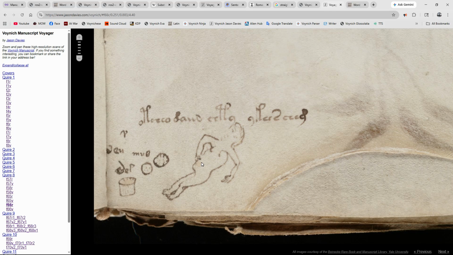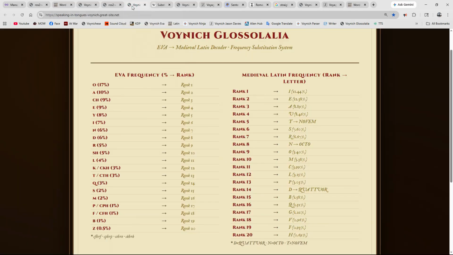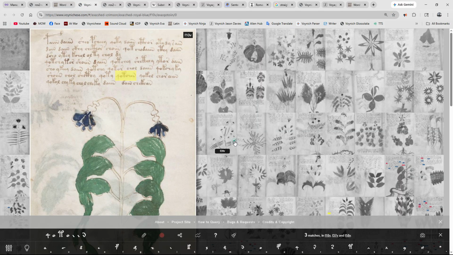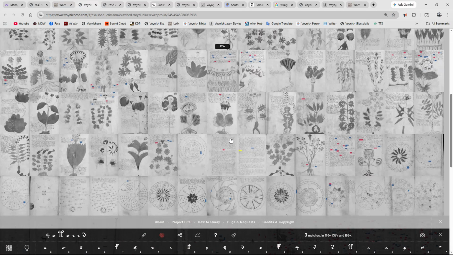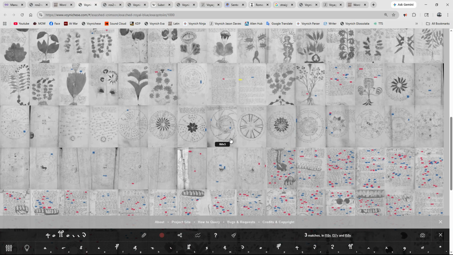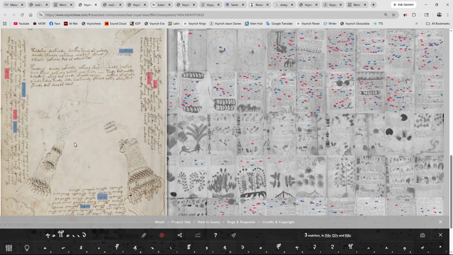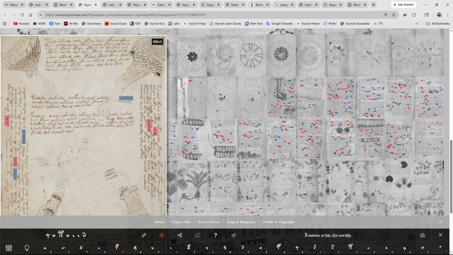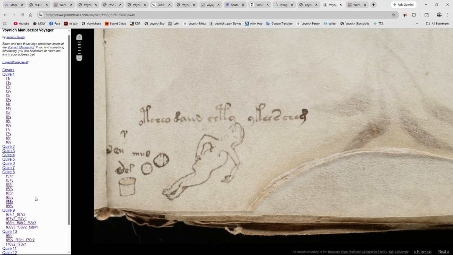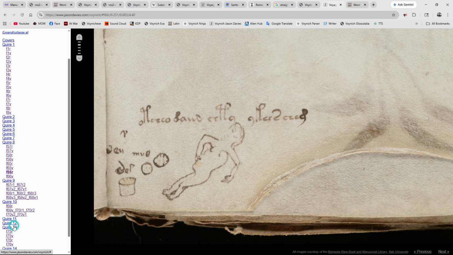There is another point in the manuscript where he has some initials, and I can show you that real quick. And if I blow this up, well, this is folio 86 V3, so if we can just go there.